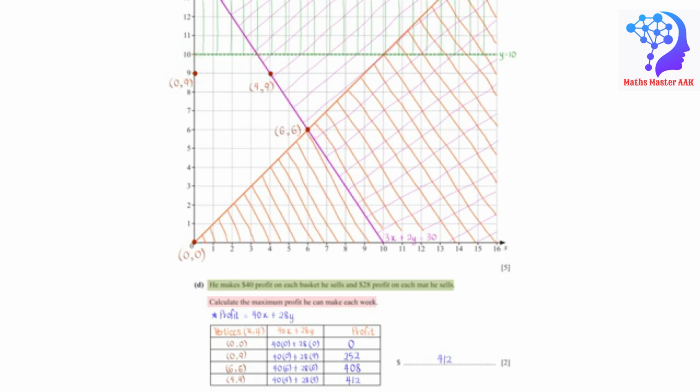So for our vertices, we have (0, 0), (0, 9), (6, 6), (4, 9). For Rahim's profit equation, we have 40 times x plus 28 times y. When we put the coordinates into the profit equation, these are the values we get. And from this, the maximum profit is $412.